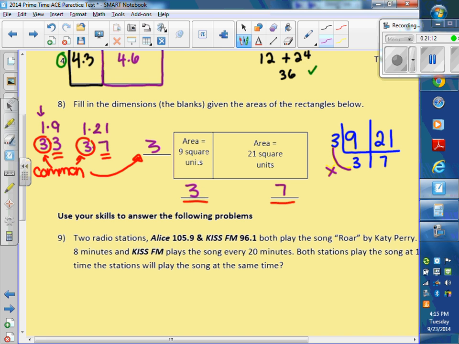Because 3 times 3 gives you the 9, 3 times 7 gives you the 21.